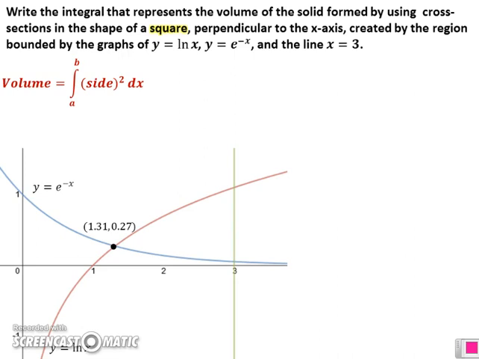And when you integrate a cross-section situation, the volume is the integral of the area. It just depends on what shape you're given. In this case, it's a square. So the area of a square is s squared, side times side. And I just said that this distance right here is one side of a square. And notice that that distance is the area between the natural log of x curve and the e to the negative x power curve. So it's area between curves again.